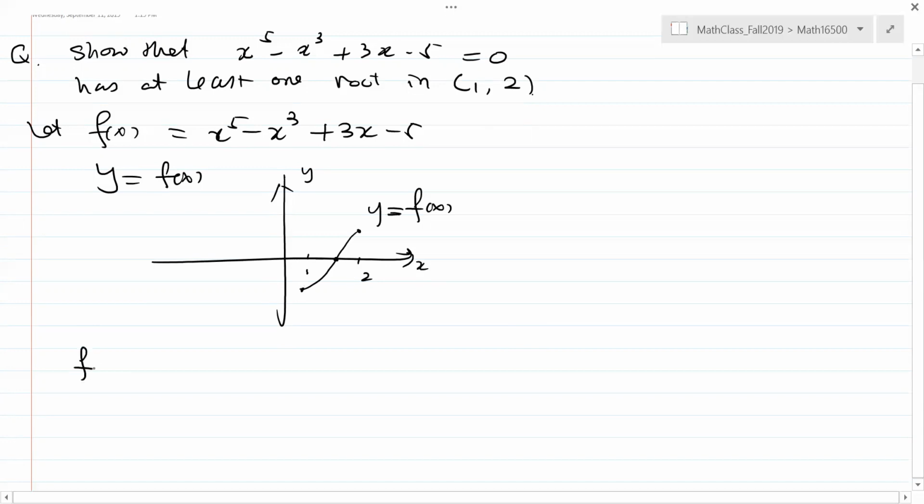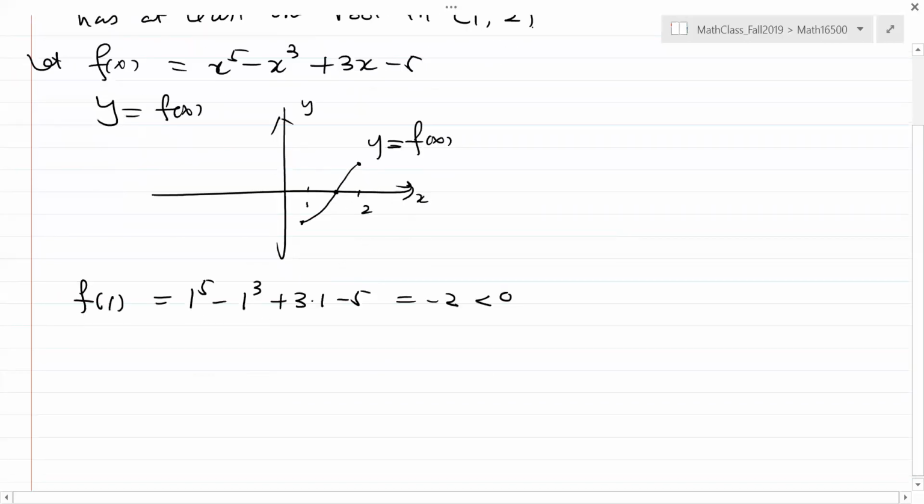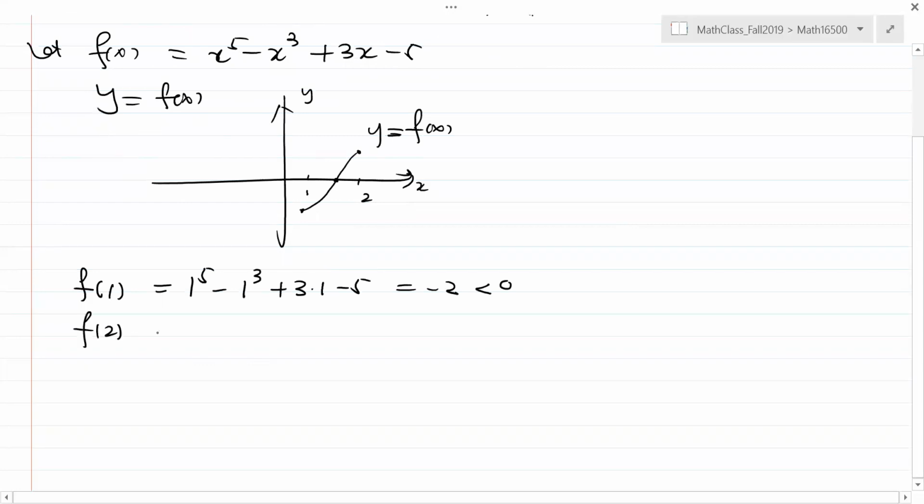So let's see what is the value of f of 1. f of 1 is 1 to the fifth minus 1 cubed plus 3 times 1 minus 5. And this is negative 2, okay? This is below the x-axis. Then you look at the value of f of 2. It's 2 to the fifth minus 2 cubed plus 3 times 2 minus 5. Let's simplify it.